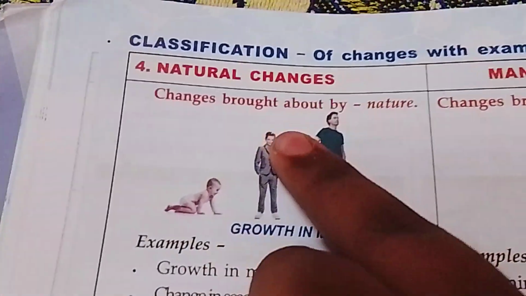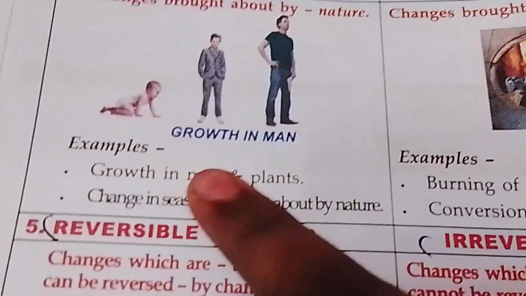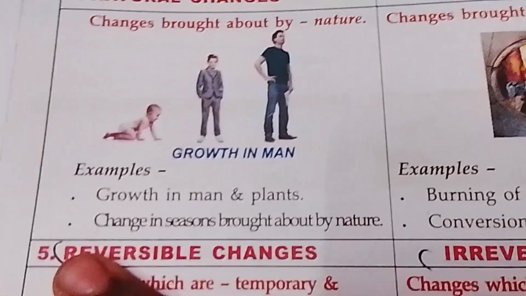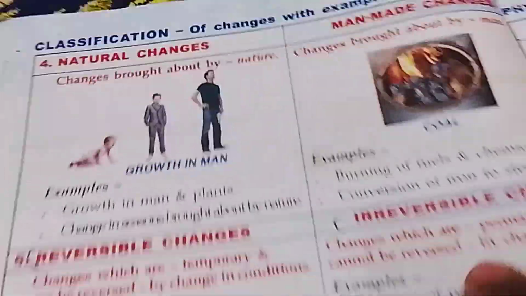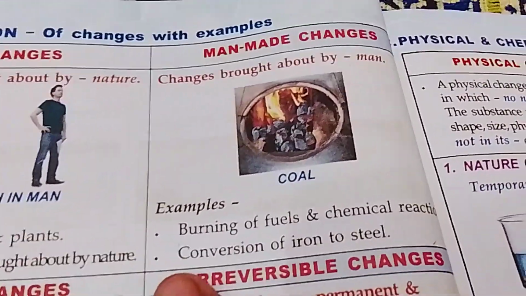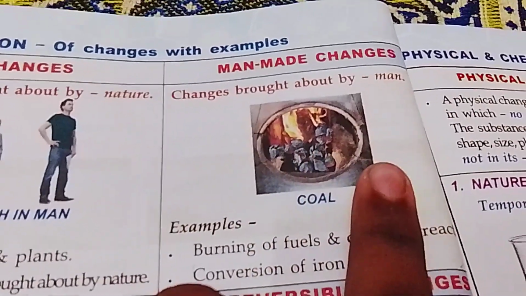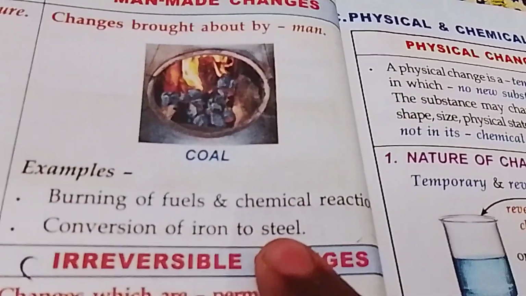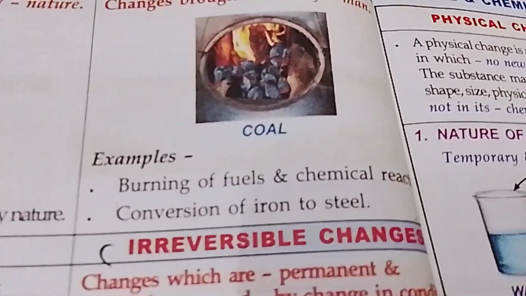Natural changes are changes brought about by nature. Example: growth in man and plants, changes in seasons. Man-made changes are changes brought about by man. Burning of fuels and chemical reactions. Conversion of iron into steel.